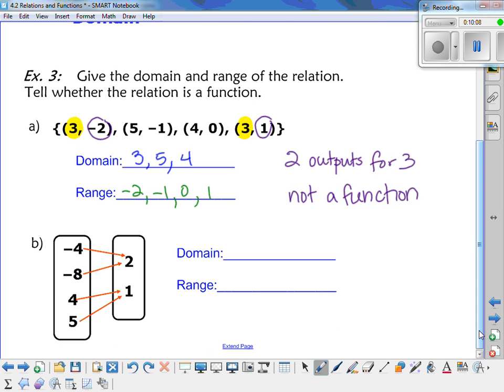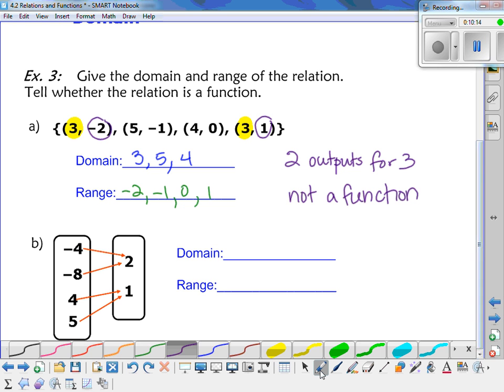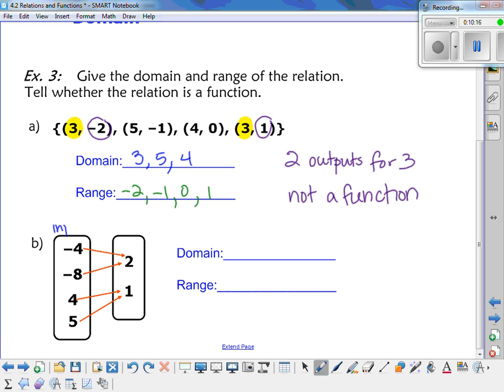All right, then looking at the mapping, I've got an input of -4, -8, 4, and 5. That's my domain. And I have an output of 1 and 2. That's my range.